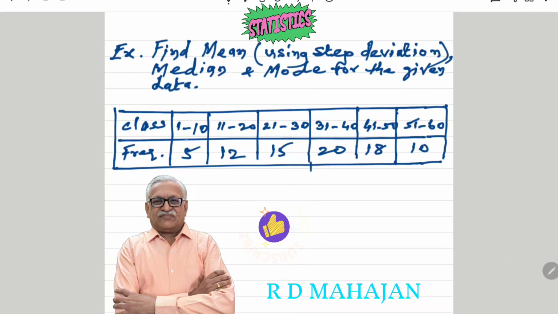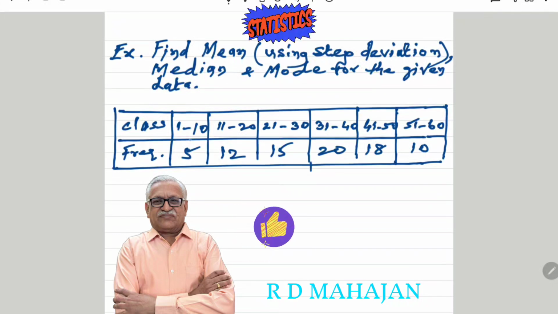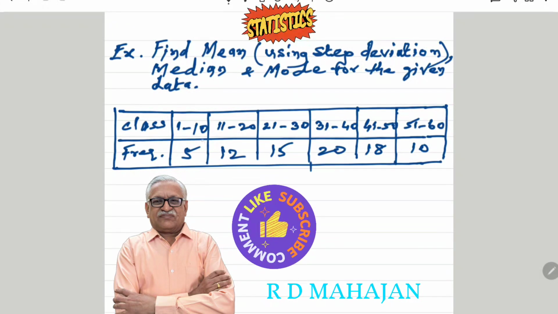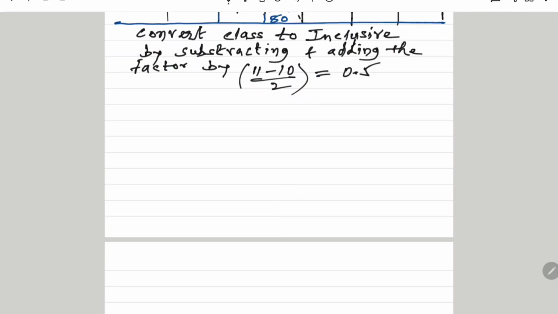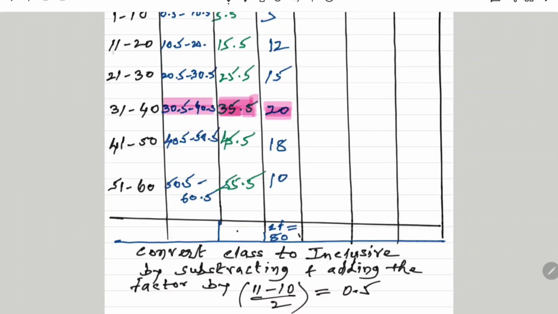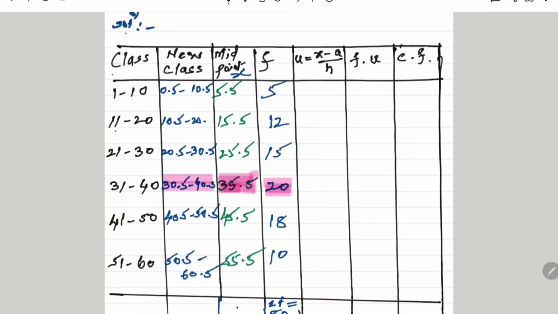If we observe the values of class, it is not inclusive, it is of exclusive type. Therefore, the first step is we have to convert it into inclusive. Convert that class to inclusive by subtracting and adding the factor. How to find it? Lower limit of second class minus upper limit of first class, divided by 2. That is 11 minus 10 divided by 2. We get 1 by 2, that means 0.5. Therefore, subtract this 0.5 from the lower limit of all the classes and add 0.5 to the upper limit.